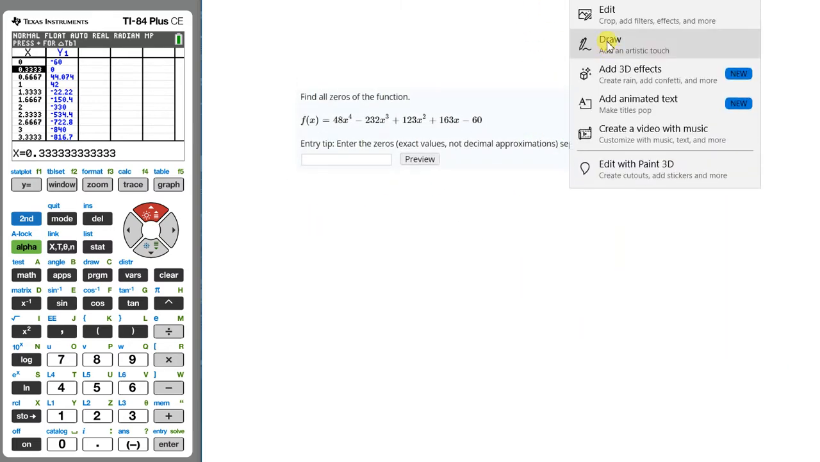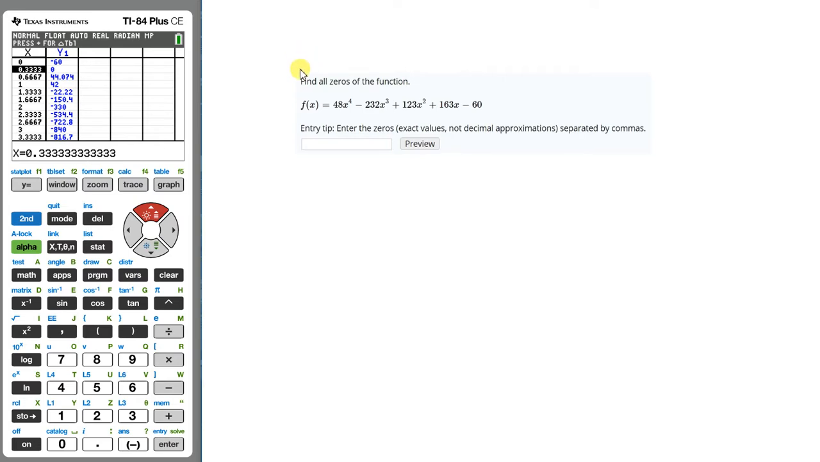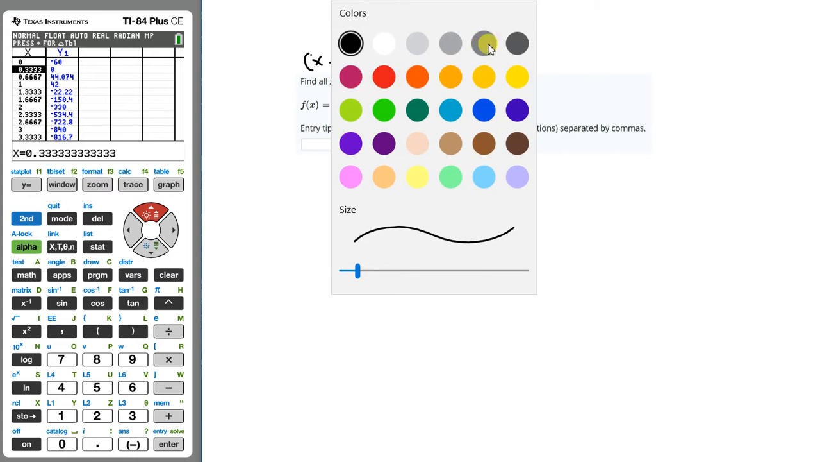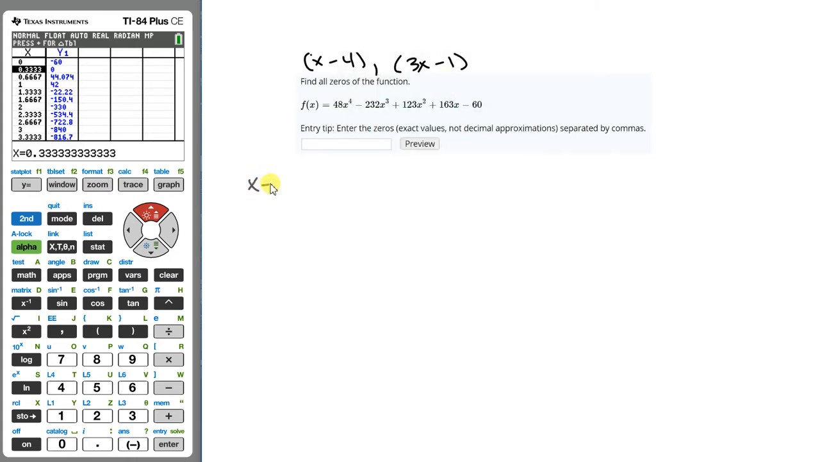So we already know x minus 4 was a factor, and we already knew 3x minus 1 is a factor. So I'm going to FOIL them out. Let's do a little FOIL off to the side here: x minus 4 times 3x minus 1.